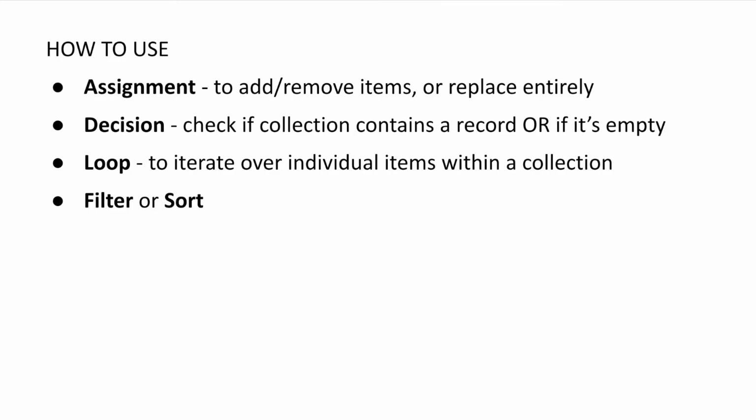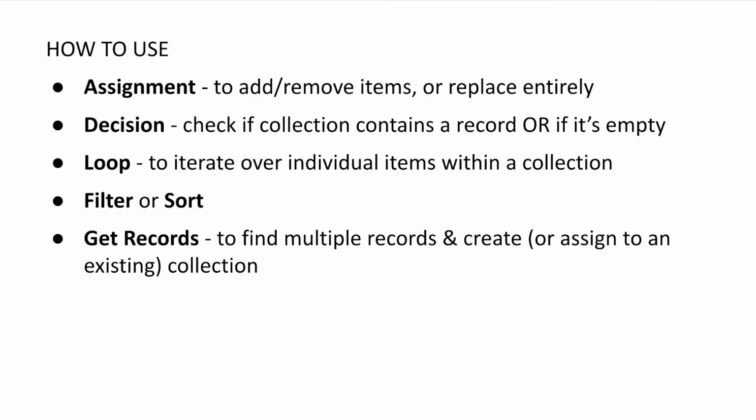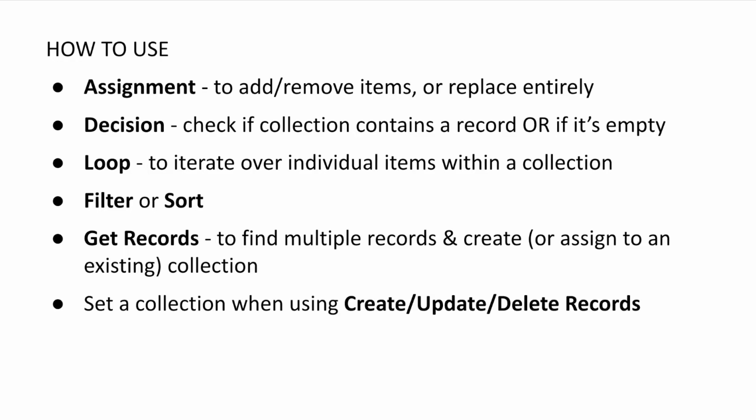You can also use the filter or sort elements in Flow to filter or sort your Salesforce records. And here is where record collection variables differ a bit from normal collection variables. So if you use the get records element in Flow and you search for multiple Salesforce records, you're going to create a record collection variable by default. And finally, when you're using the create, update, or delete records elements, you can set those elements to work on a specific record collection that you've already prepared. Now let's see this in Salesforce.